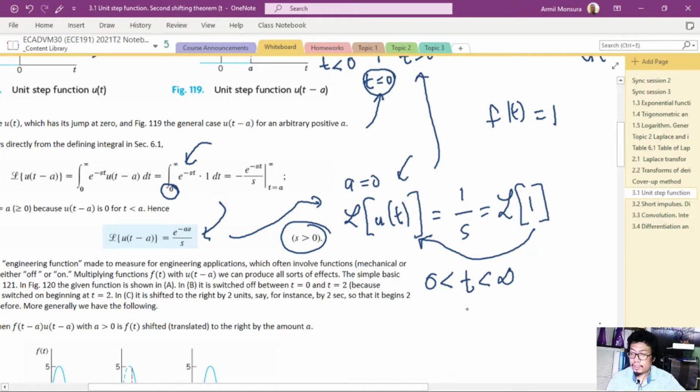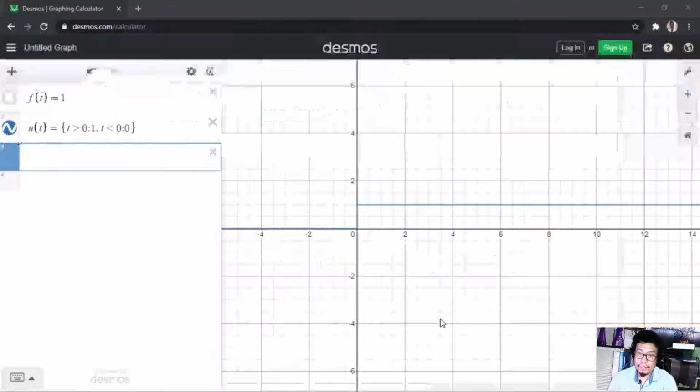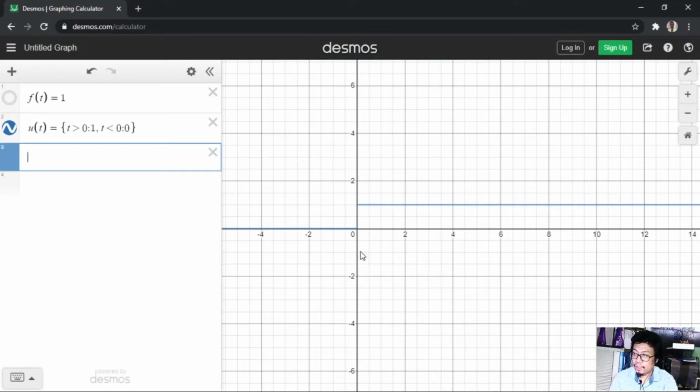So my point is, whatever is to the left of t equals 0, meaning here, this black line here is t equals 0. Whatever is to the left of that line is actually ignored by your Laplace transform integral. The Laplace transform integral, as we have defined it, only concerns itself with when t is positive.